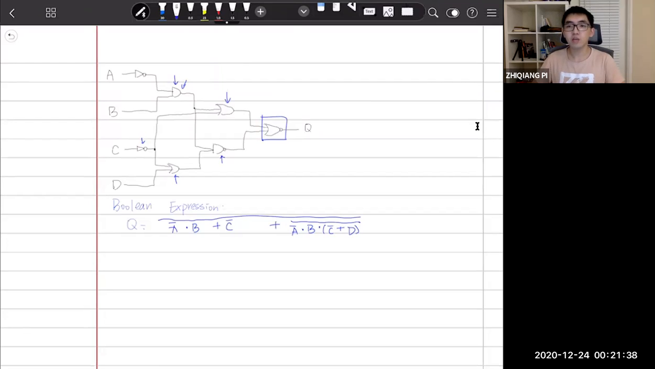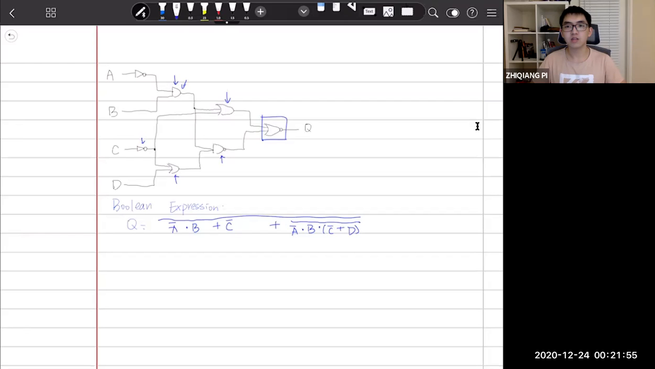Of course, you can try applying De Morgan's law on this to make it a more standard sum of products form of this Boolean expression.